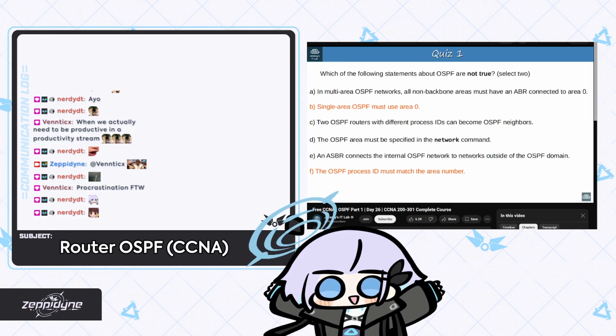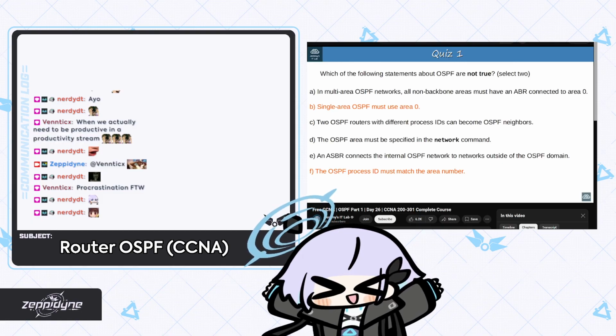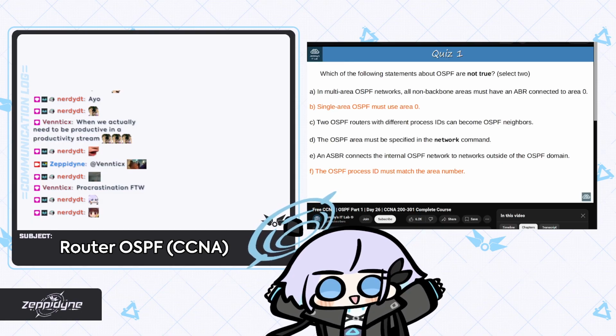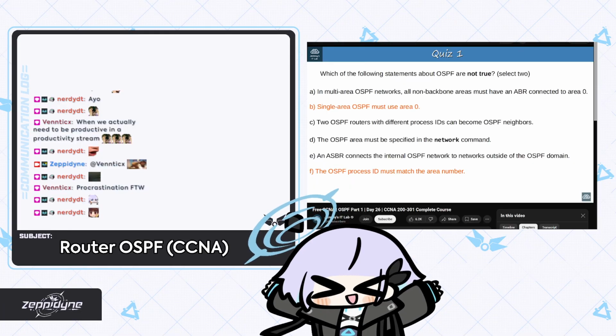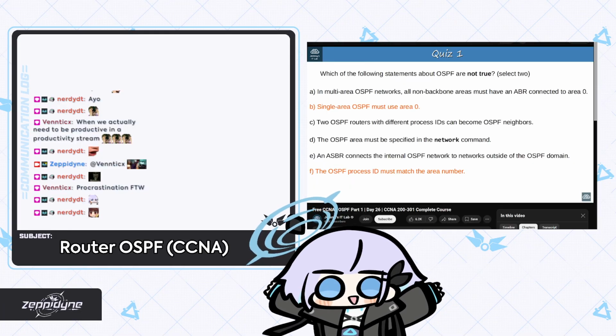In fact, in multi-area OSPF, there will be multiple areas operating in a single process. So it's impossible to match the process ID to all area IDs. The other statements are all true. Let's go to question 2.